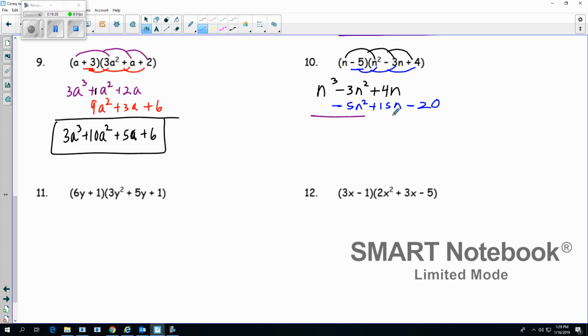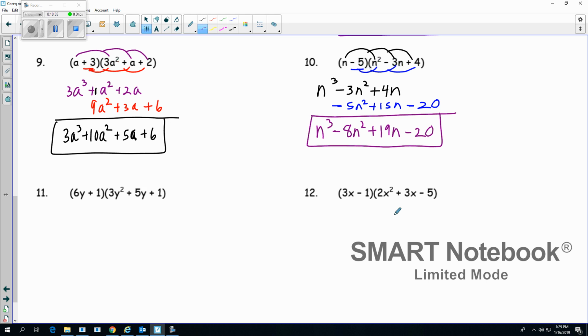So the last thing we want to do is just clean it up by combining those columns of like terms. So n cubed is on its own. Then right here, they're both negative. So minus 3n squared minus 5n squared, together it's minus 8n squared. Here we got a plus 4n, a plus 15n, so combined that's a plus 19n. And then you have that minus 20 right there. You don't want to forget about that. There you are.